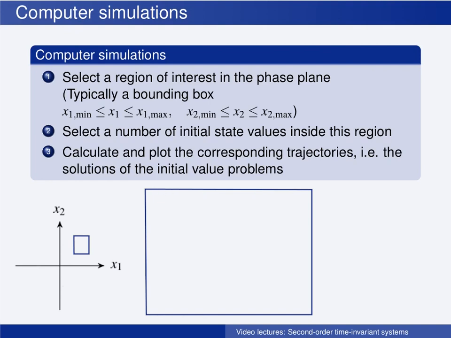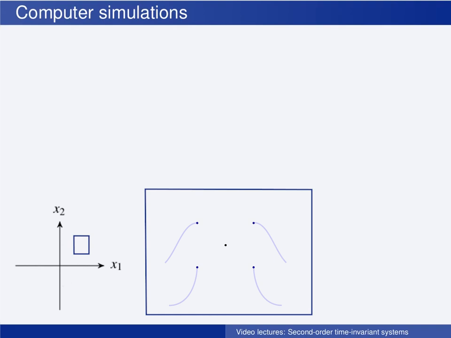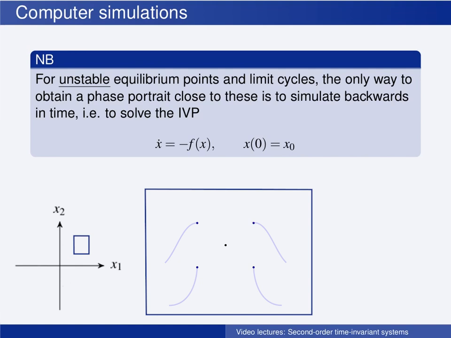What you will see if the system has unstable equilibrium points or unstable limit cycles, and I will define what we mean by unstable later, but for now, what characterizes these is that the trajectories surrounding these will move away from them. And therefore it can be difficult to get a detailed phase portrait close to this. What you do then is to simulate the system backwards in time. By doing so, the trajectories will no longer move away from, but instead move towards the unstable equilibrium point or unstable limit cycle, creating a nice and detailed phase portrait close to this.